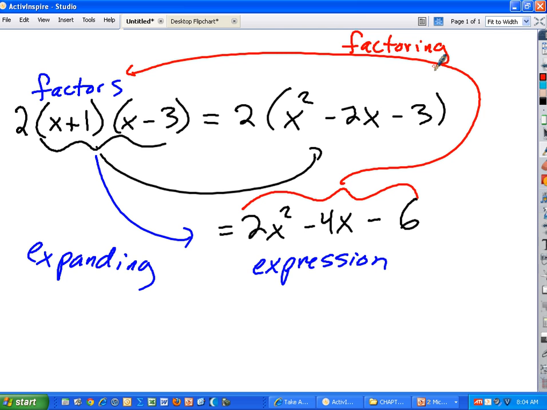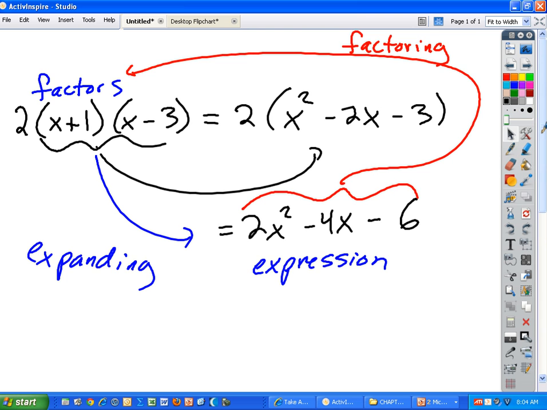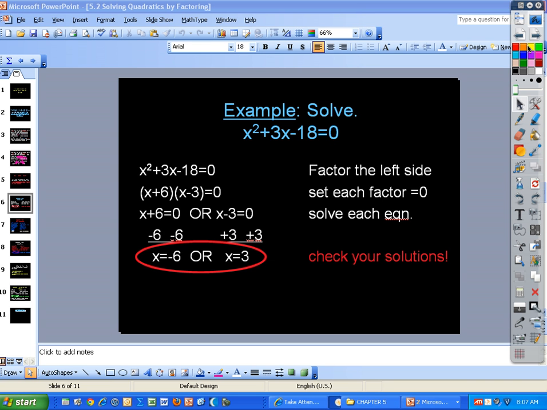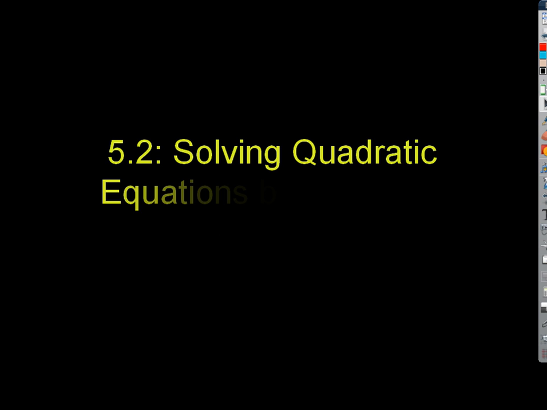Now, why are we doing that? Well, there's a good reason for this. The reason we're going to do this is because we want to be able to solve equations. Solve quadratic equations in this case. Later on, next chapter, we'll solve bigger equations, polynomial equations that are bigger than quadratics. But for now, we're just going to do quadratics.